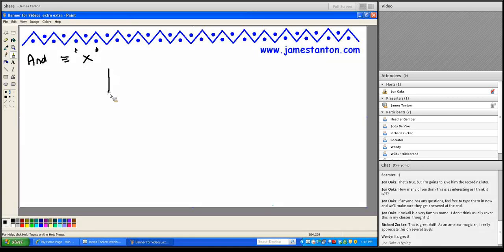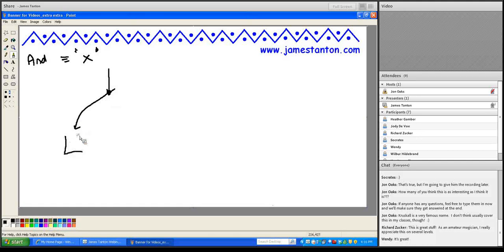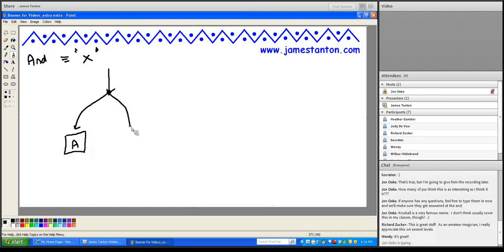So in some sense, "and" corresponds to multiplying in a very naive sense. Well, here's a fun game. Imagine I had a garden path. Here's a path, and as you go down the path, you get to a fork. If you take the left fork, you end up in house A. If you take the right fork, you end up in house B.